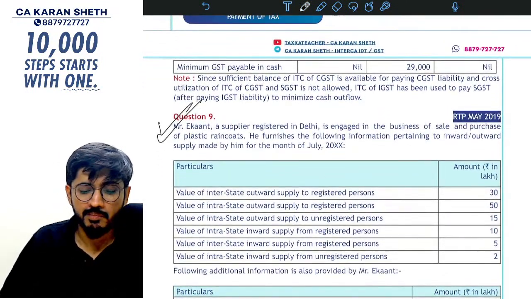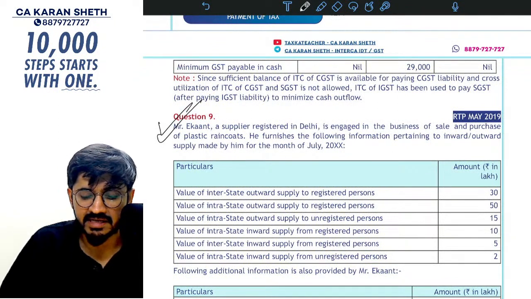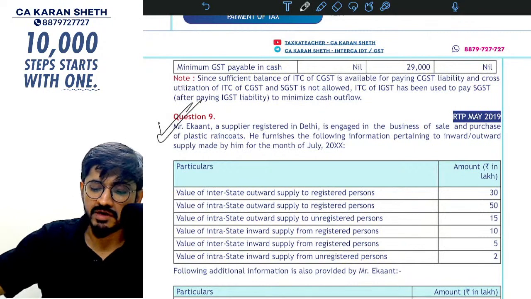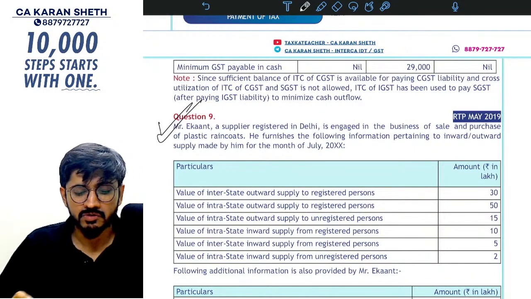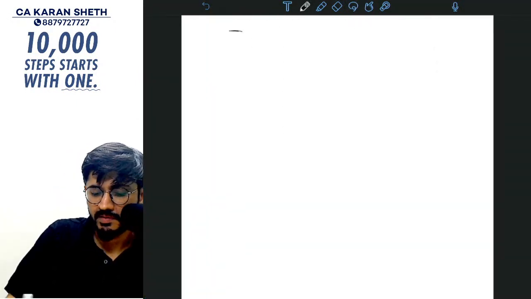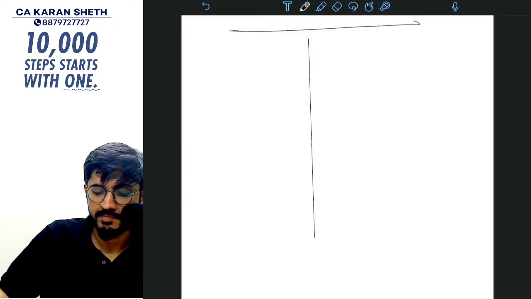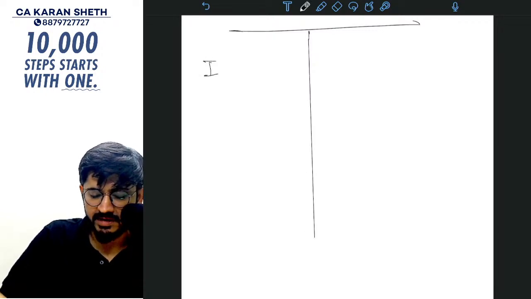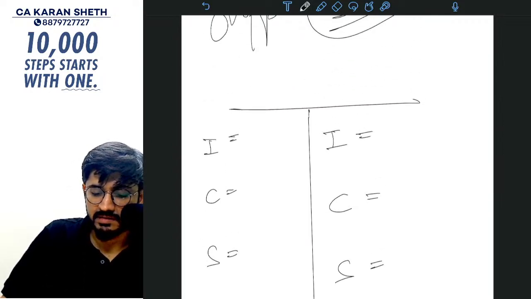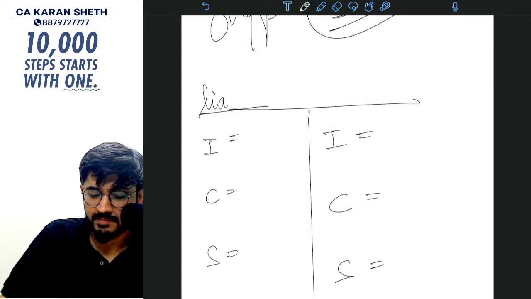Okay. Mr. Ekant, the supplier registered in Delhi, is engaged in the business of purchase of plastic raincoats. He furnishes the following information pertaining to inward and outward supply. Right. So now what you will do, you will write now here, tell me what is ITC. This is liability, that is ITC.